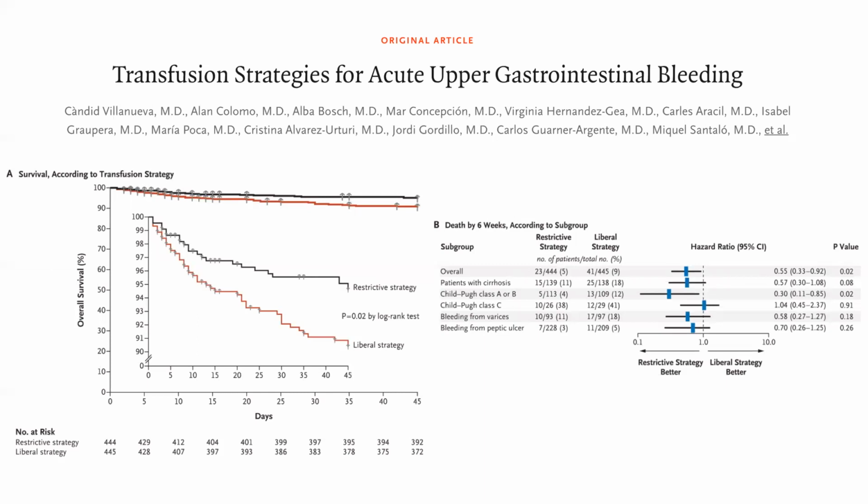And so you can see on the left-hand side of the Kaplan-Meier curve, looking at overall survival, that black line is much higher. That's the restrictive strategy compared to the liberal strategy. And then also you can look at the hazard ratios there in that plot and see that for almost all types of patients, the restrictive strategy was better. So we do have data to say why we do what we do. Now you can tell people next time, we're like, why'd you pick 7? You're like, oh, I have a study that I can show you.